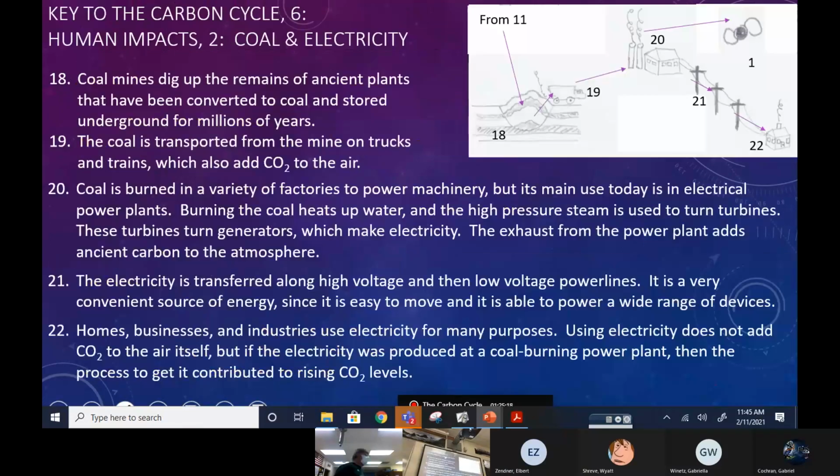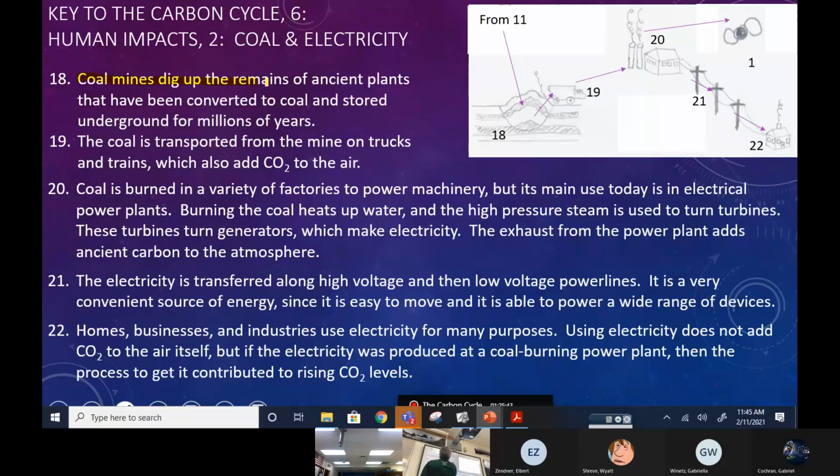Next, we're going to look at coal, and especially we're going to look at how it's used to make electricity. It can be used in other factories, but I think that was more common in the past than it is today. It was very common at the beginning of the Industrial Revolution, but now it's not quite so common, except for making electricity.